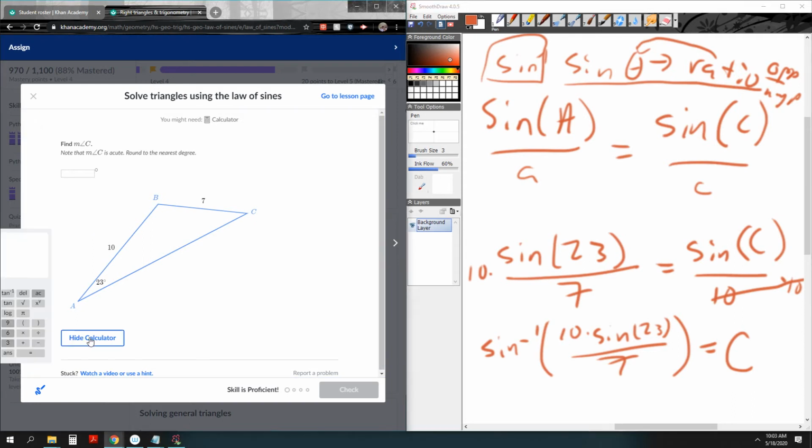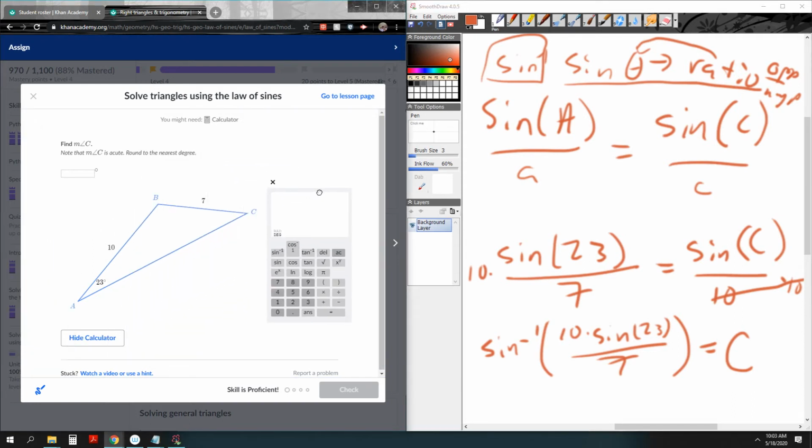Okay, if you're using a PC, you can use this calculator. If you're using a device, I've been told that the calculator doesn't show up in Khan Academy. So use whatever calculator you want to, times the sine of 23. Notice I'm in degrees. That's really, really important. Divided by 7. Right, and that's going to give me my mystery angle here. 33.93. It wants me to round to the nearest degree, so it's going to be 34. Okay, and it liked that answer.